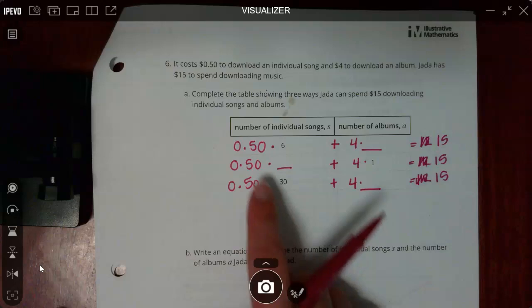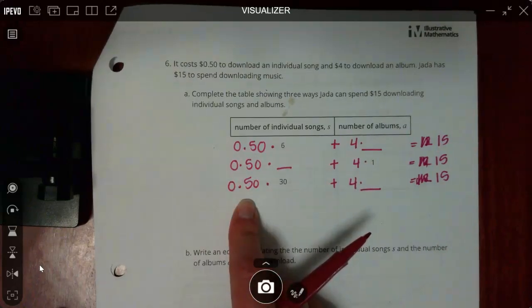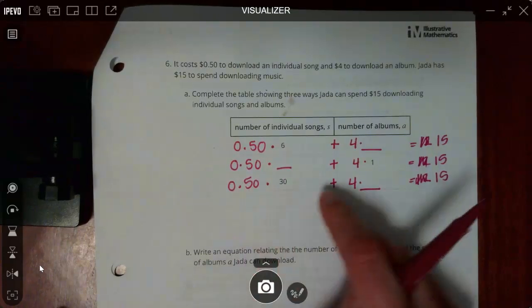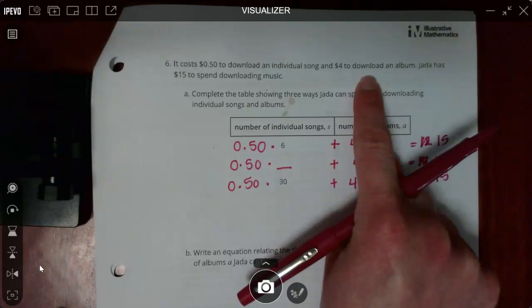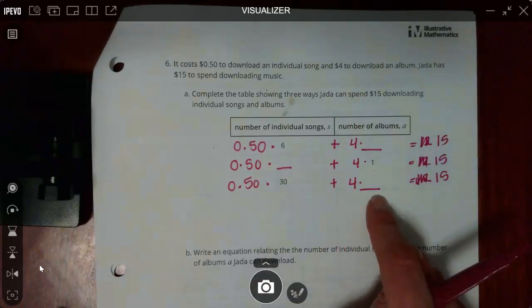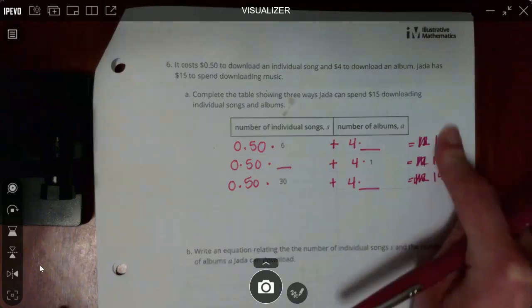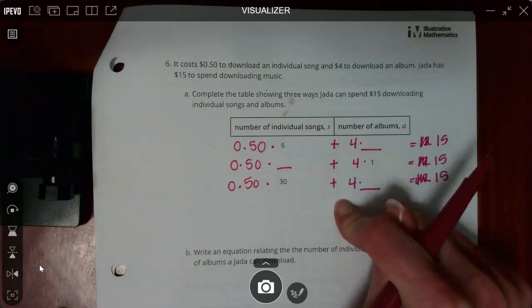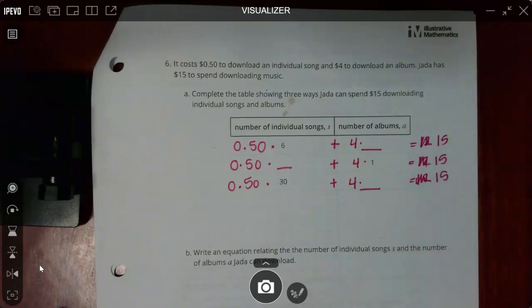So I know the songs are 50 cents each. So that means each means multiplication. So 50 cents times 6, 50 cents times something, 50 cents times 30. And then I know every album is $4 to download. So 4 times something, 4 times 1, and 4 times something. Equals 15. I can't spend anything more than that. And I know I add them together because it says putting them together.